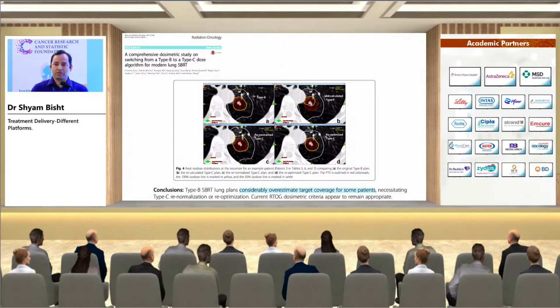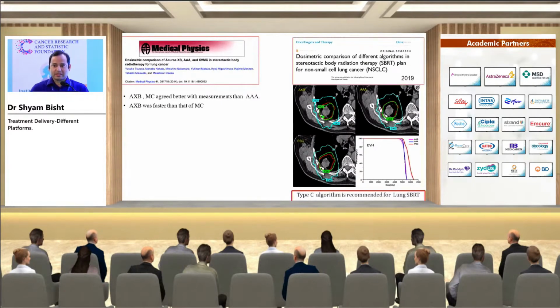This is the comparison between Type B and Type C algorithms, as you can see, and they concluded that the Type B algorithms were better than Type A, but still they underestimate the target dose and overestimate the intermediate dose. These two studies compare, and there are many other studies also comparing different algorithms: Type A, Type B, Type C, Monte Carlo, and Acuros also, which is very close to Monte Carlo in accuracy. So they have concluded that a Type C algorithm should be used in lung SBRT planning. And all these studies were regarding lung SBRT.